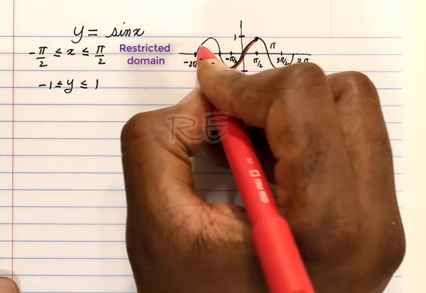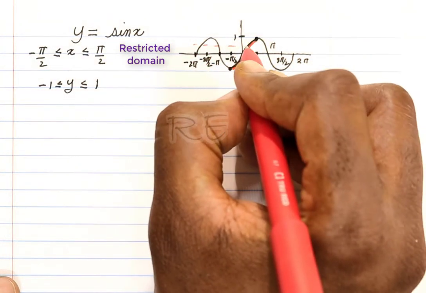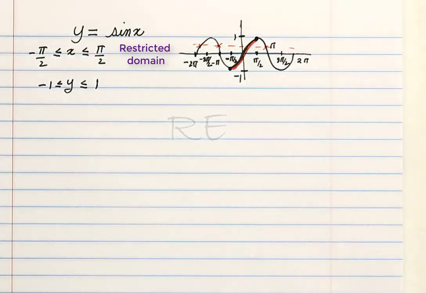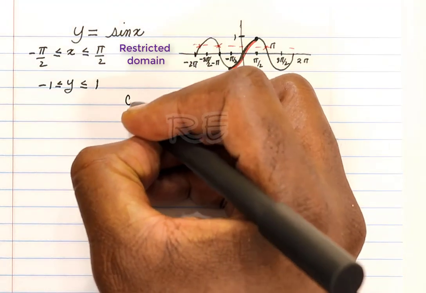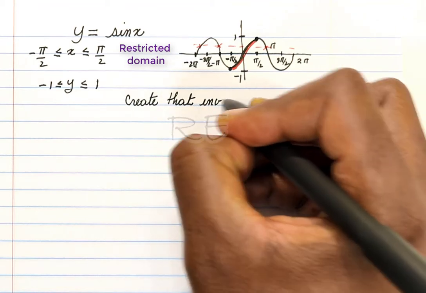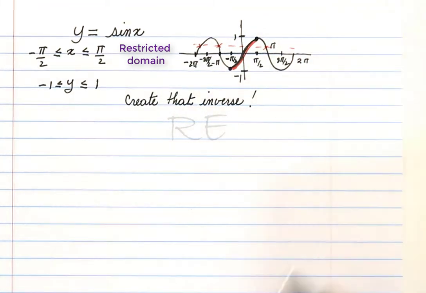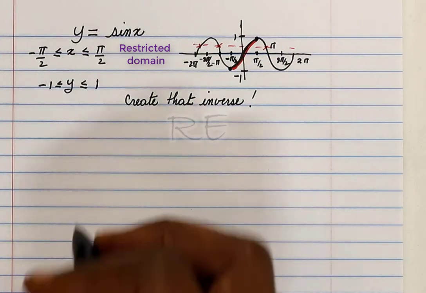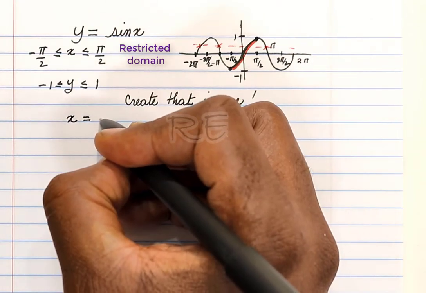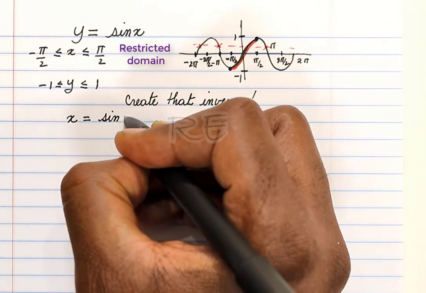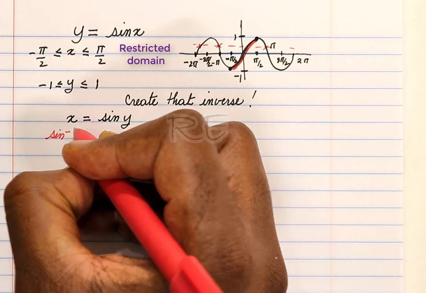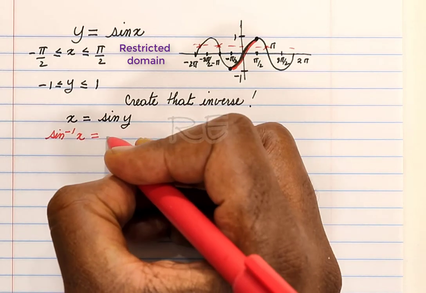Now, we will need to create that inverse. And how do we create an inverse? Remember, to create an inverse, you must swap y for x. It's the reflection over the line y equal to x. We get x equal to sine y. Now we need to undo sine y to get y, and that function will be inverse sine x.